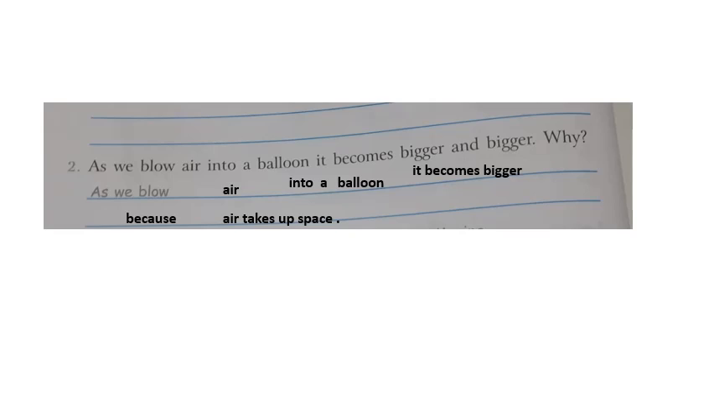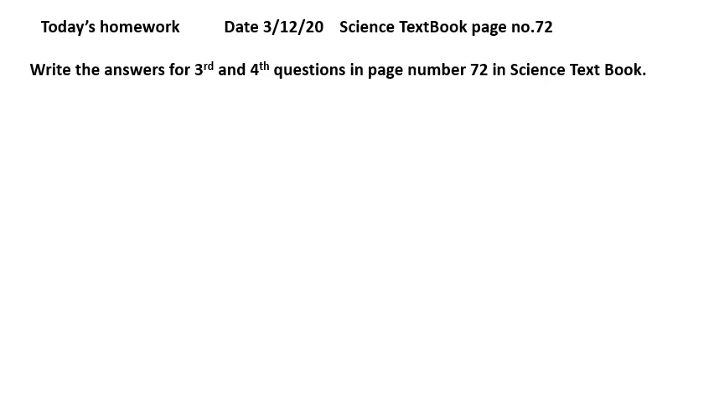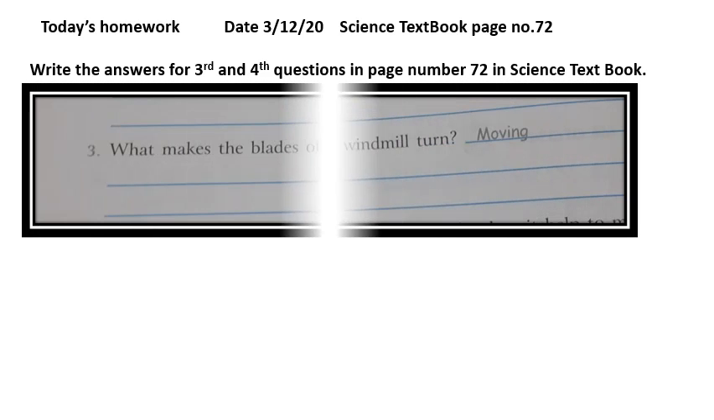You can write leisurely, children. After the class is over, you can write both the answers. Now question number 3 and 4 are in your homework. Today's homework, write answers for question 3 and 4 in page number 72. See, this is question 3. What makes the blades of windmill turn? Moving air makes the blades of a windmill turn.